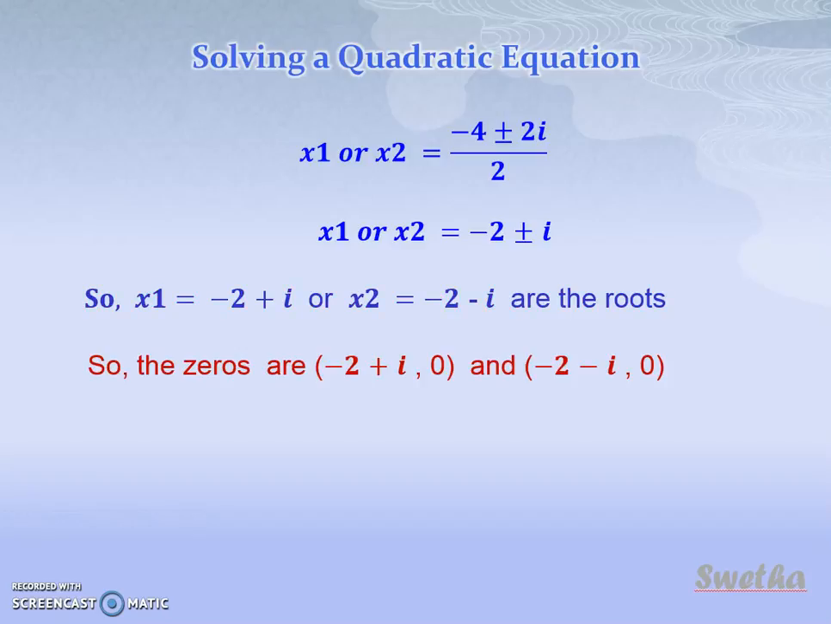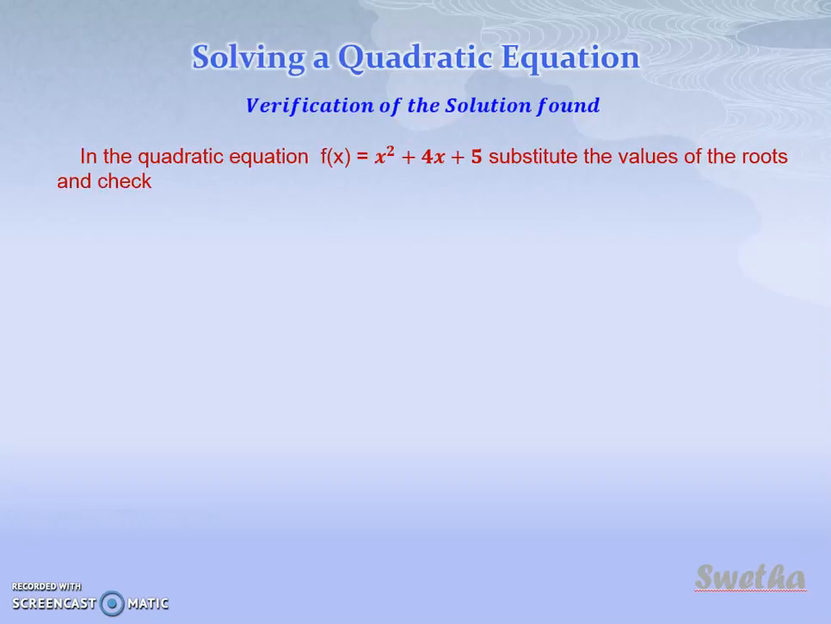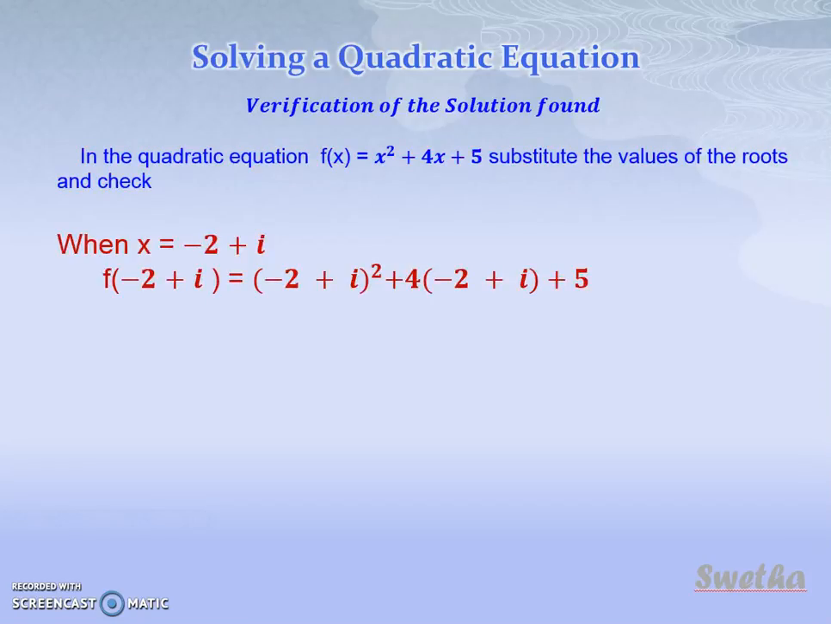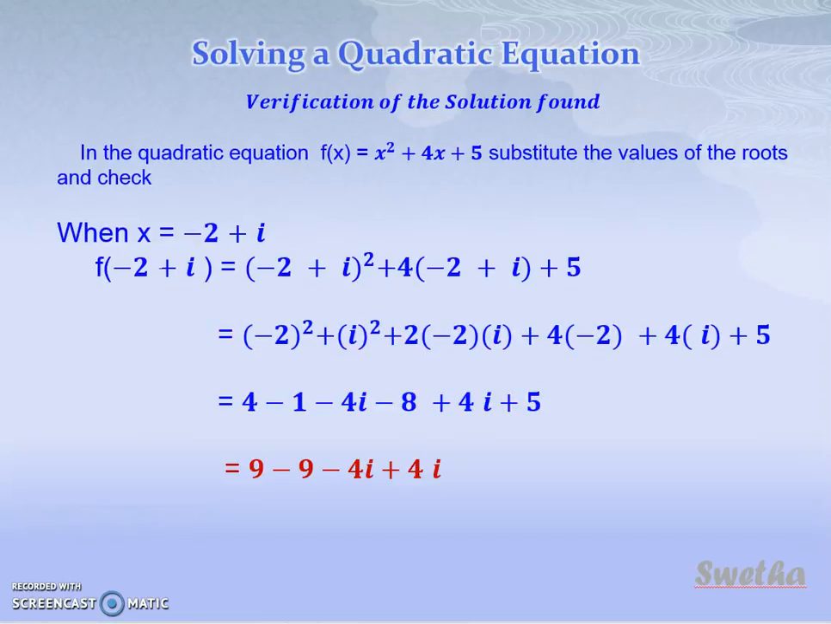So for this equation, the zeros would be negative 2 plus i, 0, and negative 2 minus i, 0. To verify the solutions that we found from the quadratic formula, we would plug the x values into the equation. That would get us negative 2 plus i squared plus 4 times negative 2 plus i plus 5. This would simplify to 3 minus 4i minus 8 plus 4i plus 5, which would get us 0. This shows that one of the zeros is negative 2 plus i, 0.